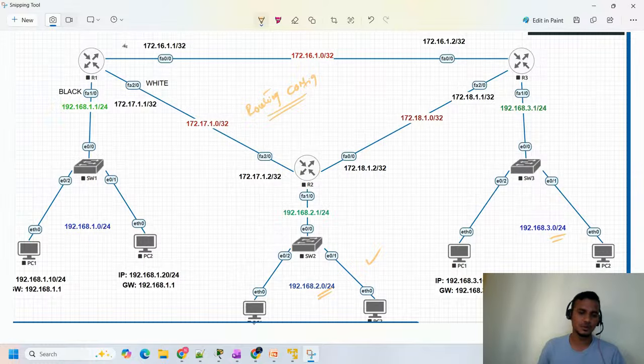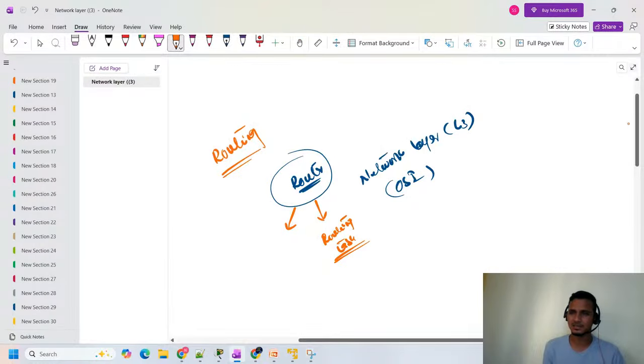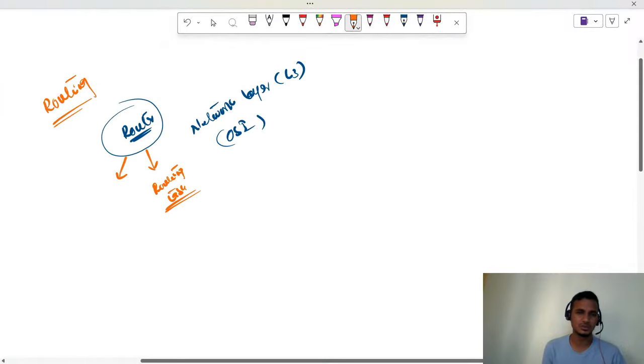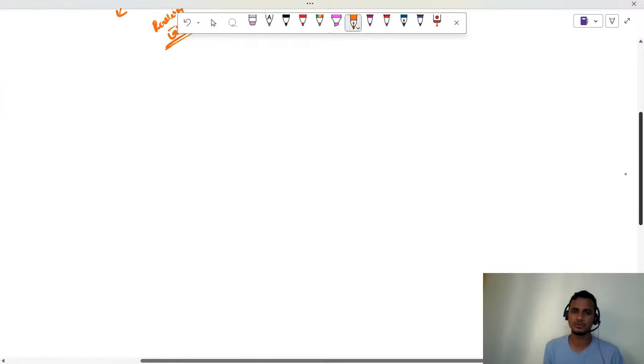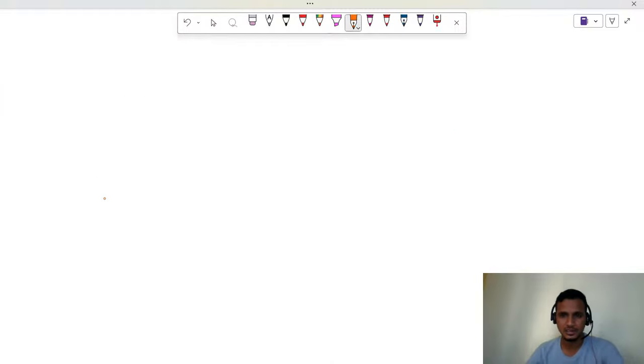So before we start with routing, we will discuss the types of routing: how many types of routing we have in networking, and how we are going to identify which routing protocol it is, right? So that we are going to discuss in a moment. So generally, guys, in routing we have three types of routing.